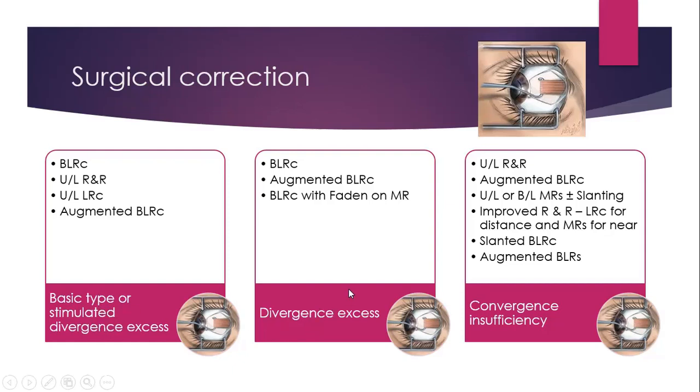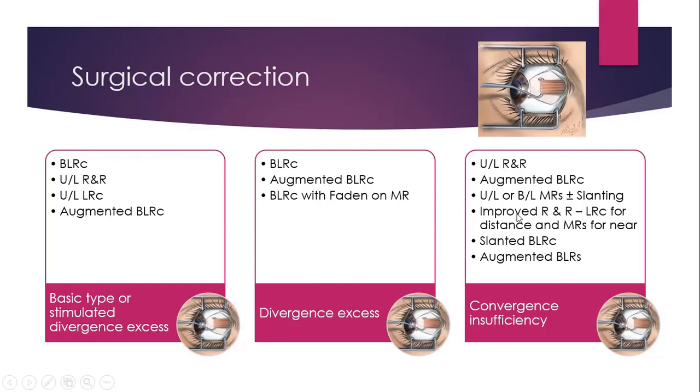But in divergence excess type, it is better to do lateral rectus recessions more than R&R procedures. In many cases, it has also been described that we can do Faden's on the medial rectus and just weaken the medial rectus, because Faden's suture helps to weaken the muscle. In convergence insufficiency type, it is actually the most difficult to plan surgery, and there are multiple surgical options and procedures described, and it's still confusing as to how we are going to be able to manage it perfectly. No case is perfect.